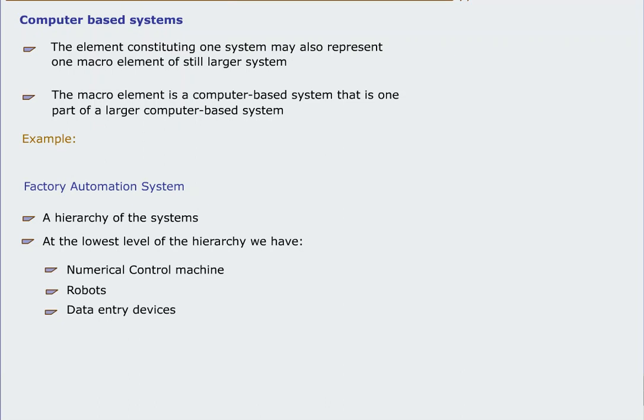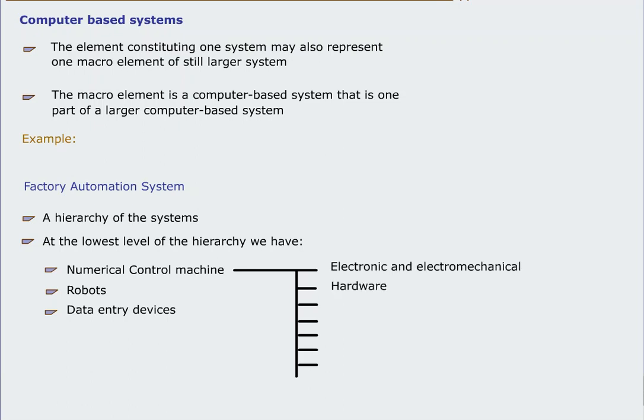The elements of the numerical control machine include electronic and electromechanical hardware, for example, processor and memory, motors, sensors; software for communications, machine control, interpolation; people, the machine operator; a database, the stored NC program; documentation; and procedures.